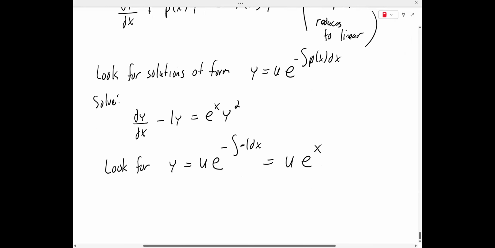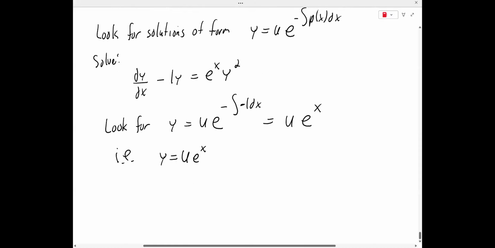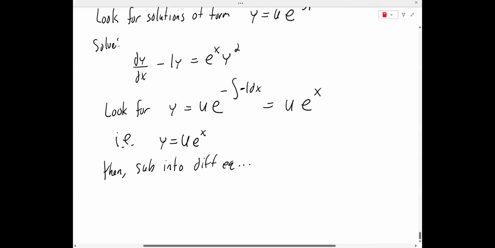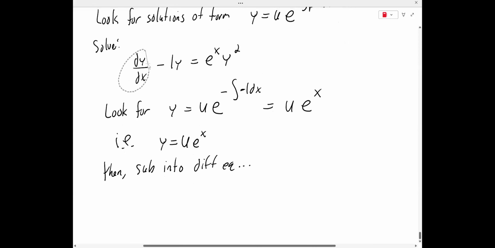Okay, so now sub this into the differential equation. In other words, look for this here, and now sub that into the differential equation. We're going to try to find a u that makes it work. Sub into the diffyq. So if we do that, the first thing it calls for is dy/dx. If I sub that in there, again, I can use the product rule.